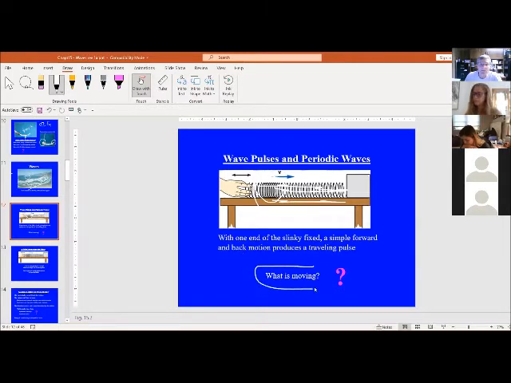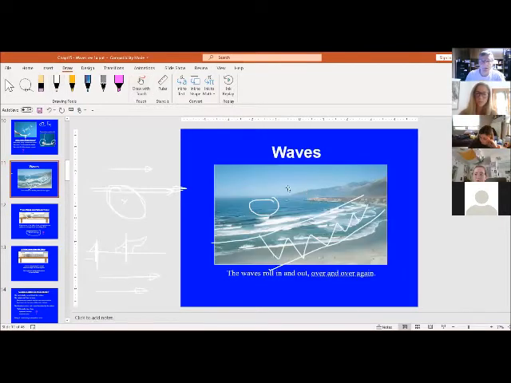What is moving? Well, the pulse moves. Energy is what's being transferred down the line, energy. The medium itself, the slinky, really doesn't move as a whole. Just like the water as a whole, at least out here, doesn't move.